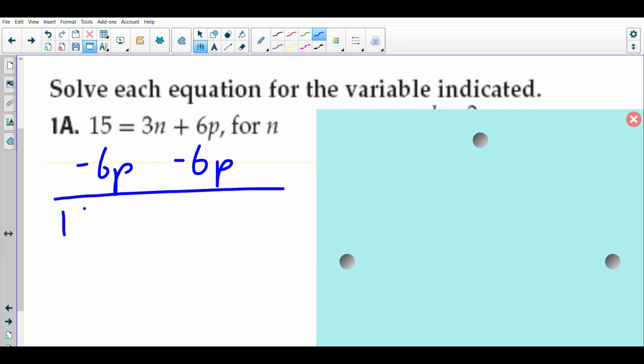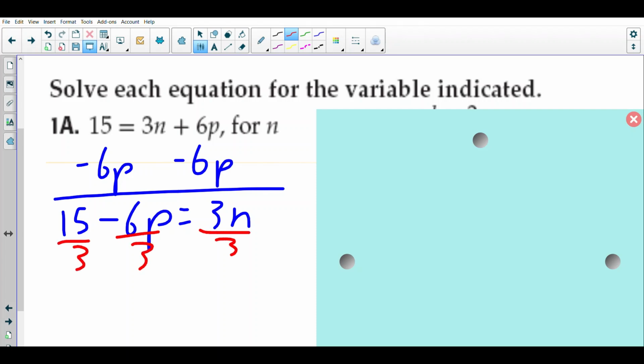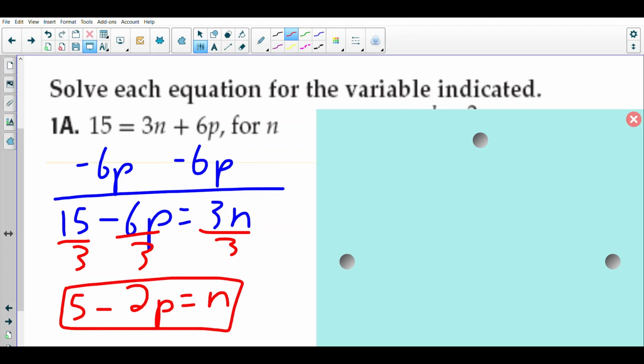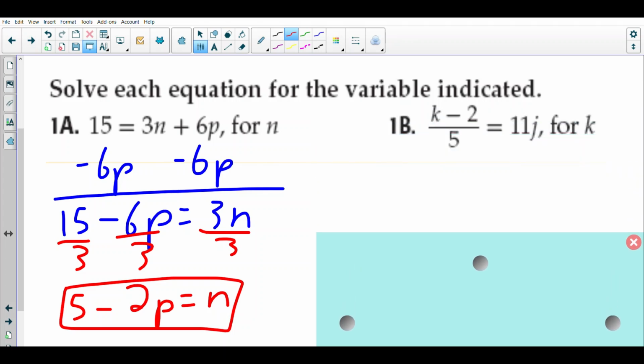So we get 15 minus 6p is equal to 3n. And then, just like before, solve for n, divide both sides by 3. I'm going to divide everything by 3. So I get 5 minus 2p is equal to n. And n is isolated, so there we go. I have now solved for the specific variable. Next one is a little bit different.